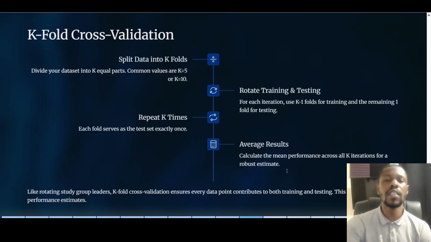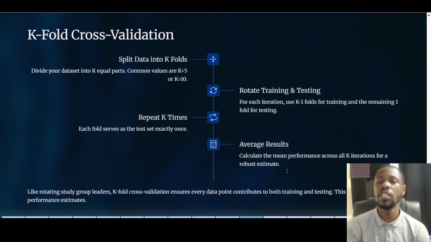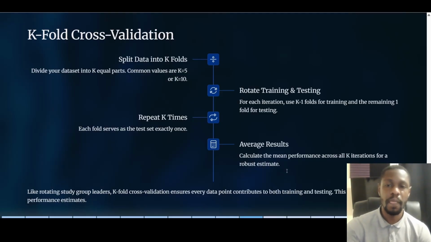So, k-fold cross-validation. As we mentioned, it splits the data into k folds. You divide your data set into k equal parts. Common values to use could be k equals 5, so 5 groups, or 10 groups. The next step is to rotate the training and the testing. For each iteration, we use k-1 of the folds for training and the remaining fold for testing. So if you decide to do k equals 10, we'll have k-1, so 10-1, 9 folds for training, and that remaining 1 fold we'll use for testing.